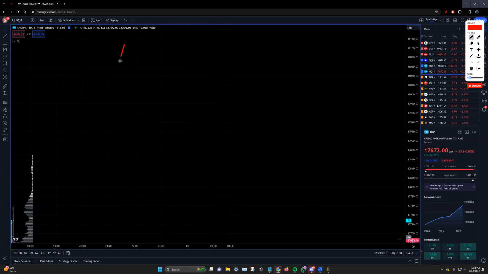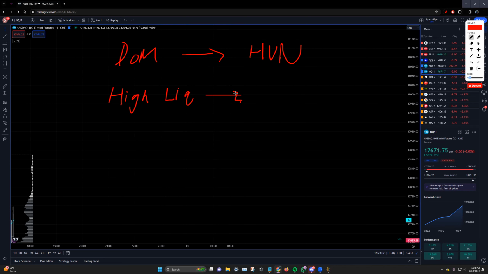And similar to DOM, or depth of market, high volume nodes, HVN. Similar to DOM, high volume nodes represent areas of high liquidity, which represents, how do I put it, high liquidity, fair value. That's what it is. Fair value.